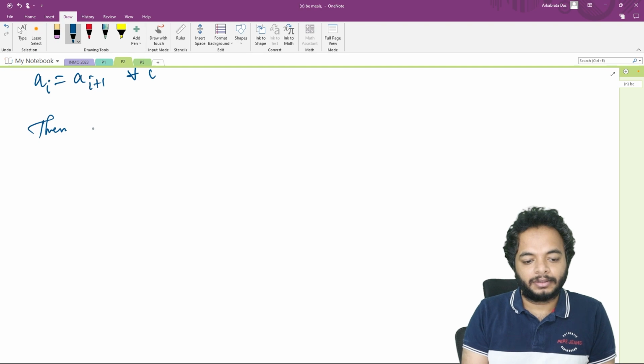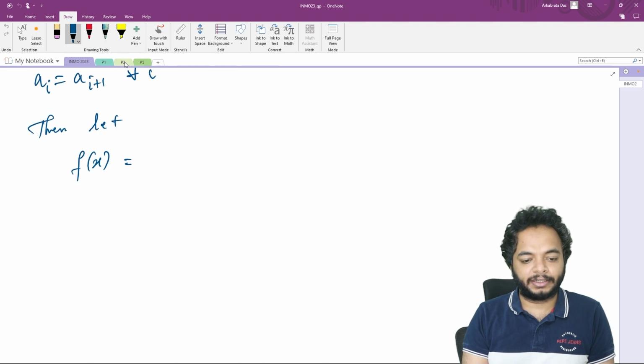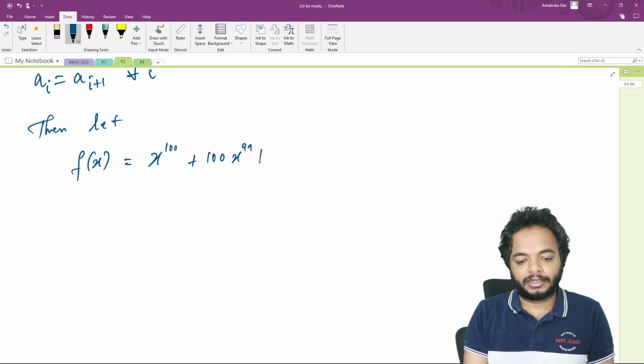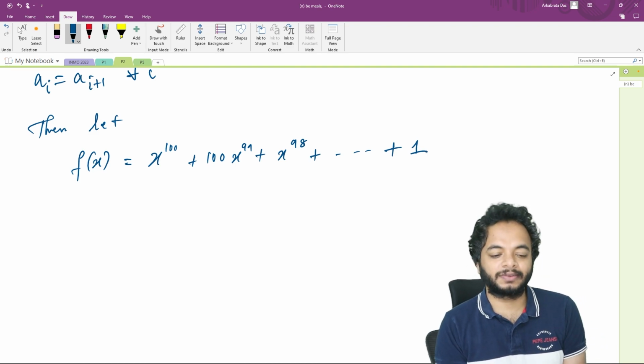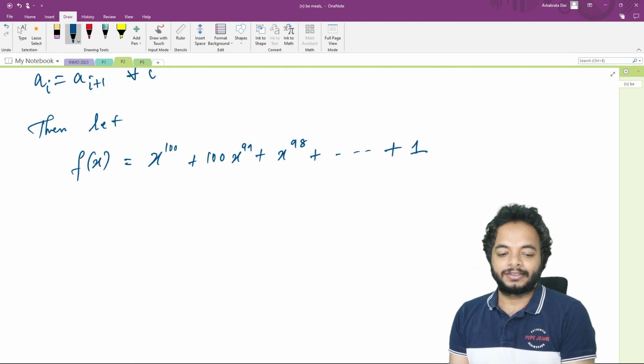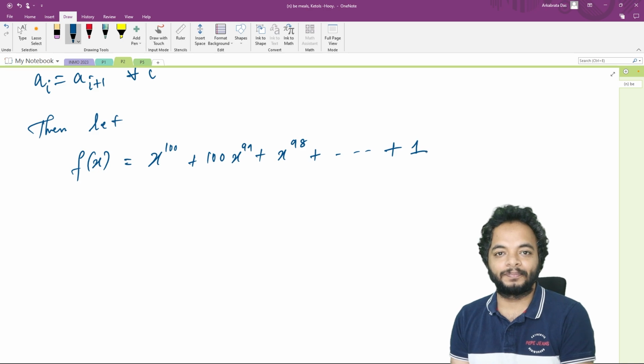So then let f of x be equal to x to the power 100 plus x to the power 99 plus x to the power 98, and so on, till the last coefficient will be 1, because all the coefficients are equal and I have taken it out. Now it all boils down to whether this polynomial has all real roots or not.